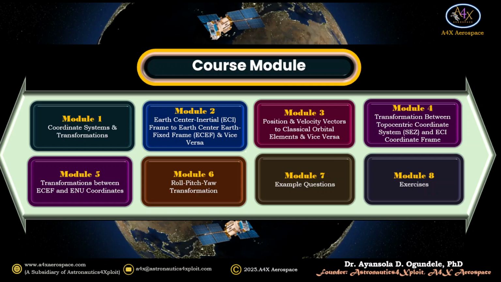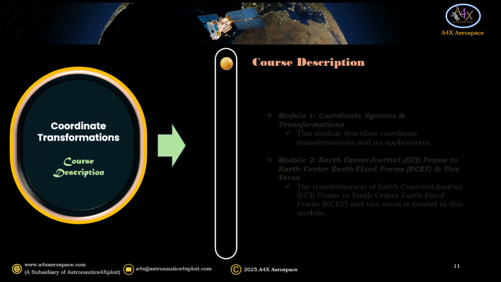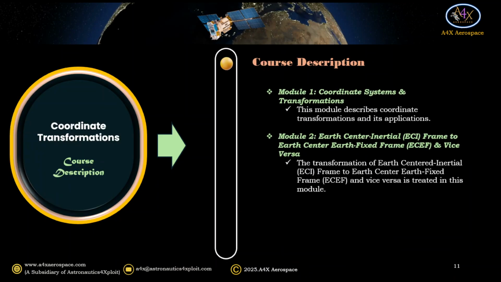Module 4, Transformation between topocentric coordinate system and ECI coordinate frame. Module 5, Transformations between ECEF and ENU coordinates. Module 6, Roll pitch yaw transformation. Module 7, Example questions. And Module 8, Exercises. Module 1 is about coordinate systems and transformations. This module describes coordinate transformations and its applications.